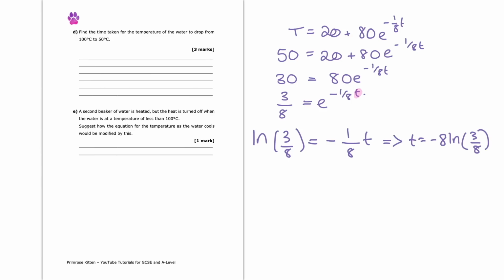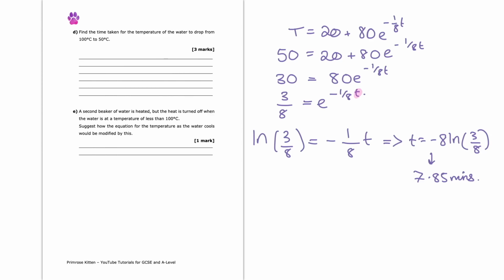And really what we want to do here is just put this into our calculator and see what we get. And I make it 7.85 minutes. They haven't said to give it to the nearest second or anything like that. They just said, what is the time taken? So it's fine to leave this one as a decimal. So that will be our answer.